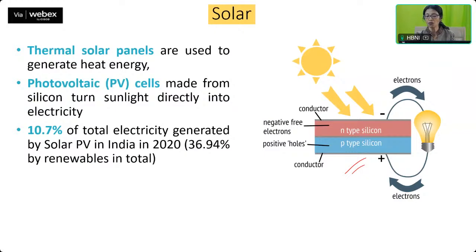And you are having the sun's rays falling into it. And then what you have, basically in the semiconductor, is movement of these charge carriers. Ultimately, with the help of the semiconductor device, sunlight results in the generation of electricity. So using solar PV cells right now, around 10.7% of the total electricity generated in India comes from it, and that accounts for 36.94% of the renewable energy of India right now, the solar power.